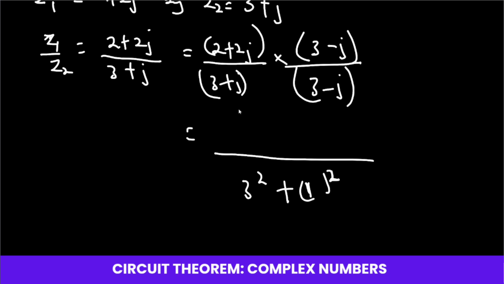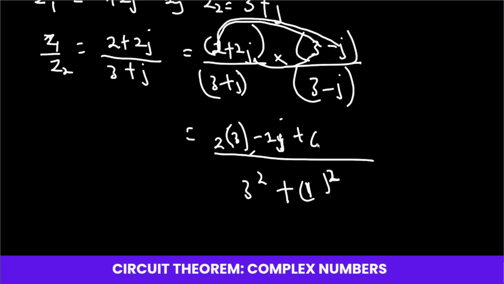Now, let's look at the numerator. We have 2 multiplying 3, so 2 multiplying 3, and this same 2 multiplying this negative j, so minus 2j. Then this 2j is going to multiply this 3, giving us plus 6j. Then this same 2j is also distributing to the negative j. Whenever you see j by j, we know it is negative 1. So plus negative 1 multiplying negative 2.